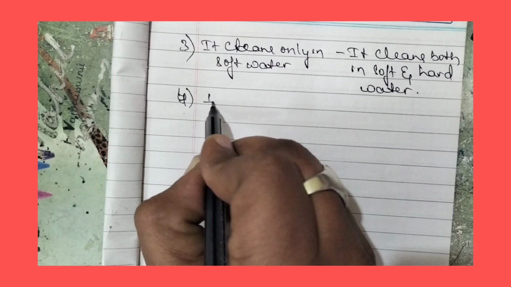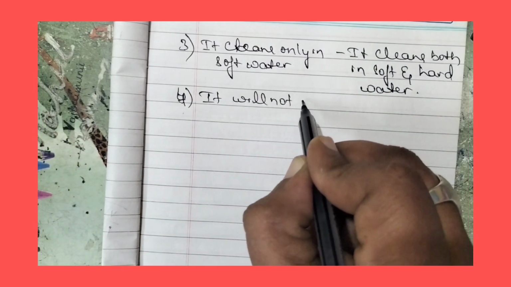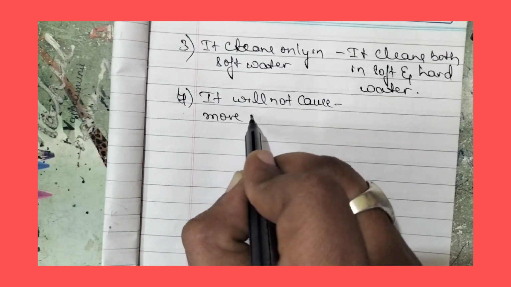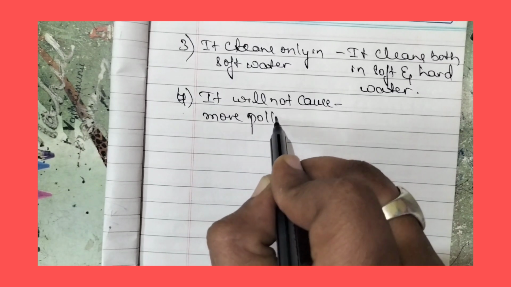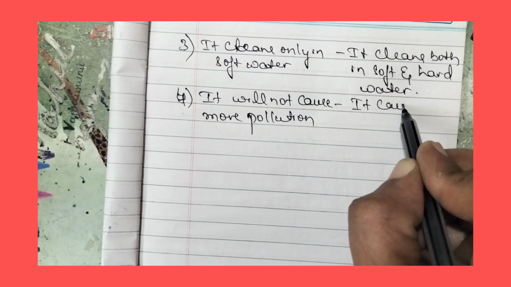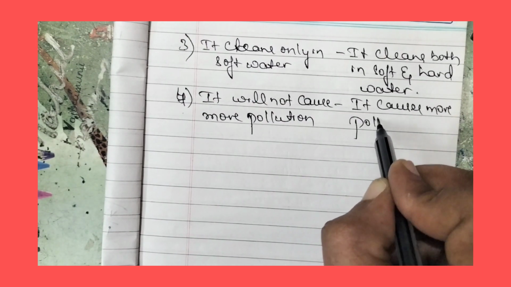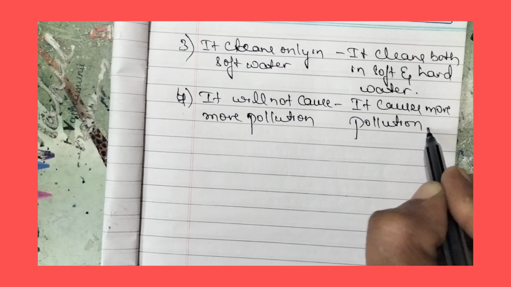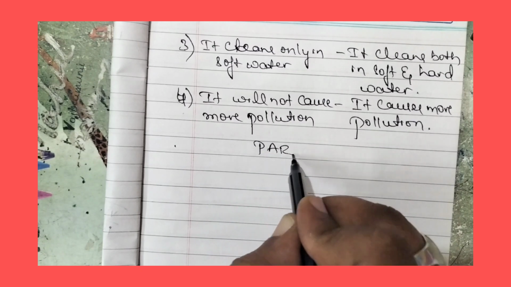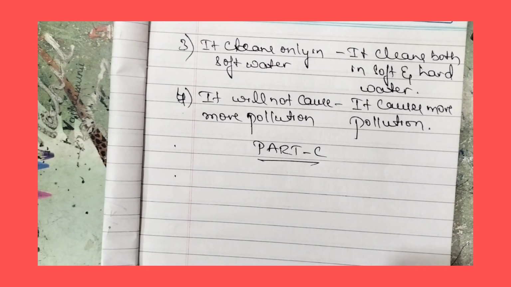Soaps will not cause more pollution, whereas detergents cause more pollution. So by this we have successfully answered all the questions related to chemistry, that is part B finished.